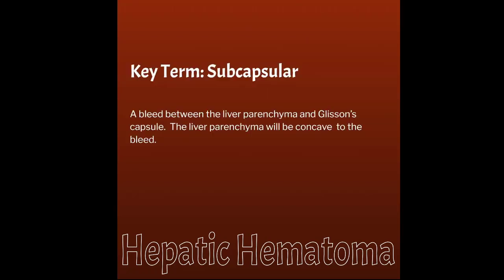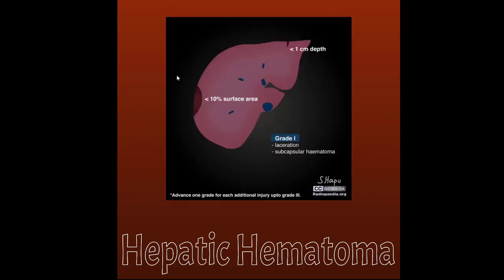So subcapsular, again, is defined as a bleed between the liver parenchyma and Glisson's capsule. The liver parenchyma is usually concave to the bleed. Here's another example of it. We've got that concave pushing away of the liver parenchyma, subcapsular.